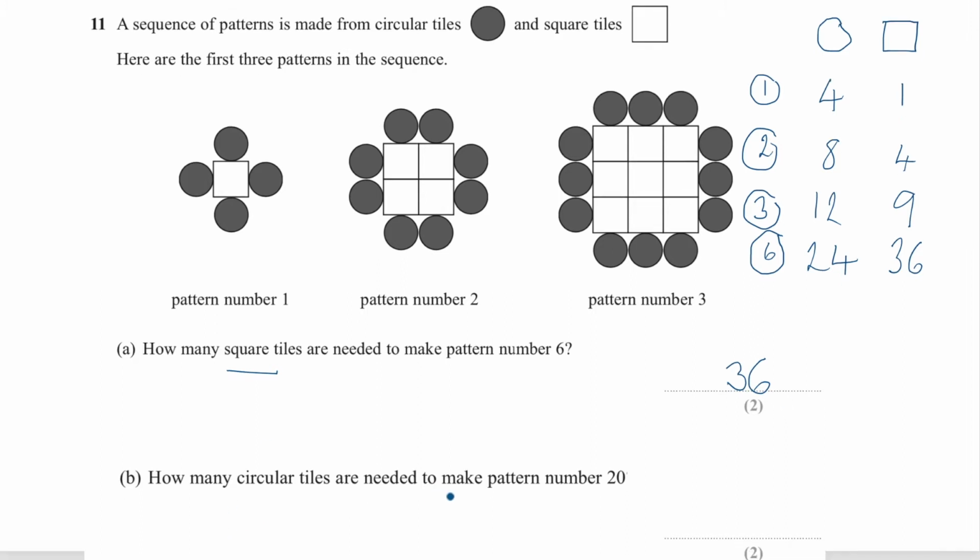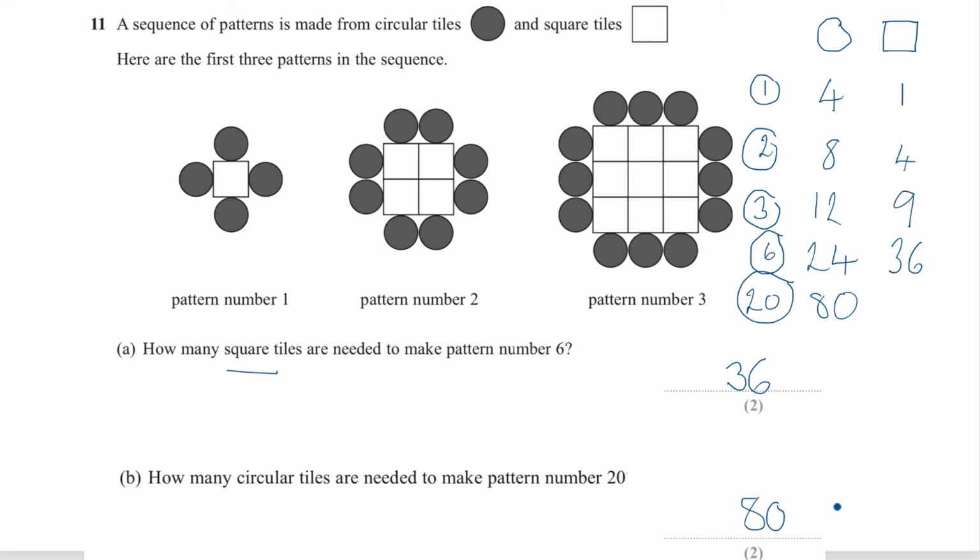How many circular tiles are needed to make pattern number 20? Well, we're looking at circles, and it's 1 times 4 is 4, 2 times 4 is 8, 3 times 4 is 12, 6 times 4 is 24. So for pattern number 20, it's going to be 20 lots of 4, which is 80. So we can put that in there.